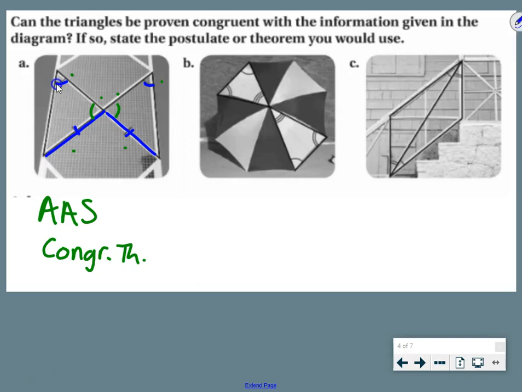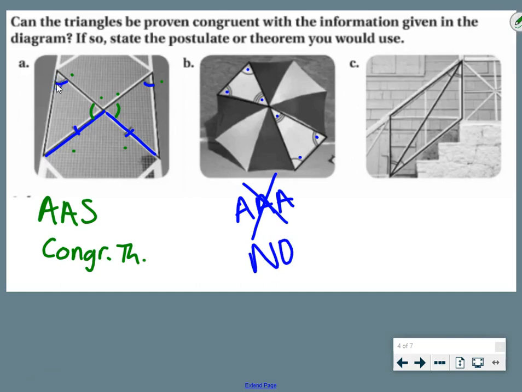The next set with our umbrella, we have an angle congruent, and angle, angle, angle. We don't have one for angle, angle, angle. That does not prove that the triangles are congruent. We would need to know something about their sides. So no, they are not congruent.